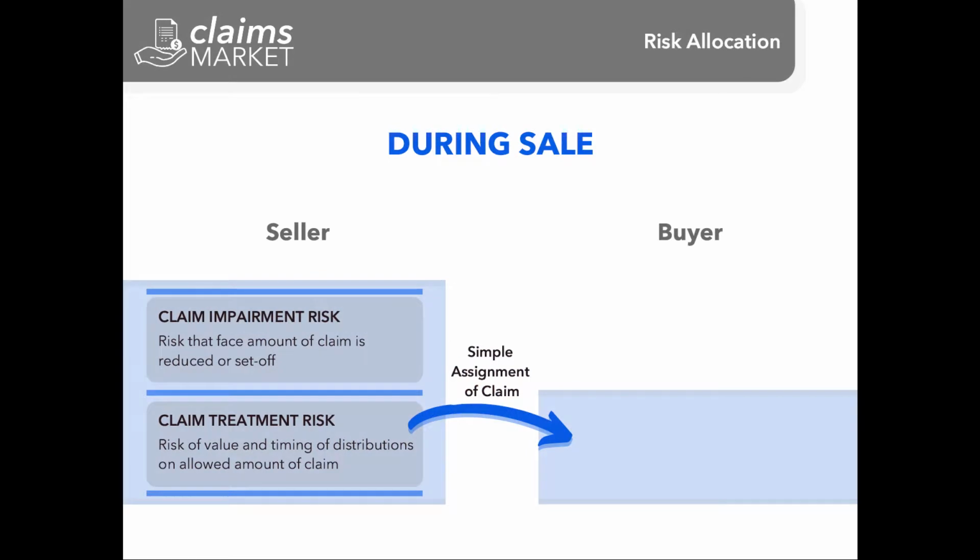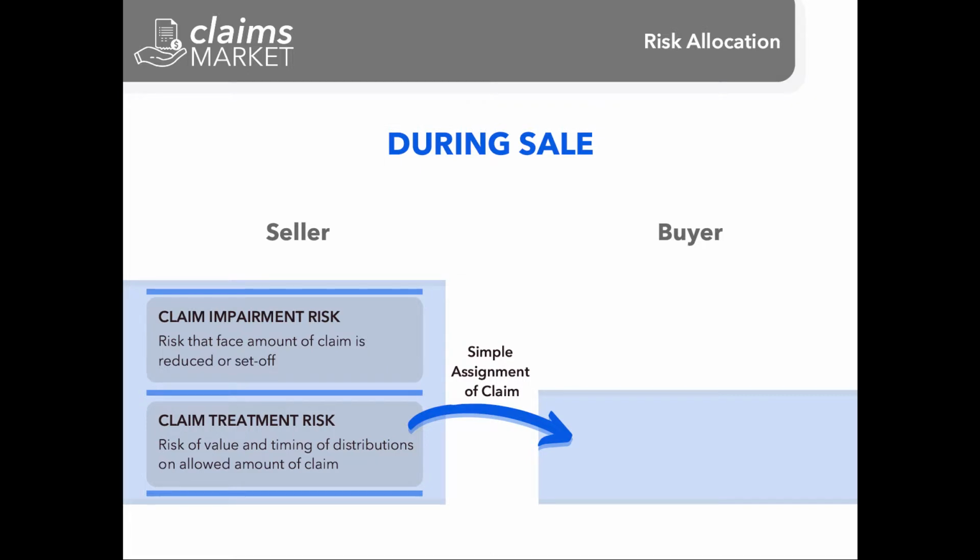The seller is in a much better position to evaluate the claim impairment risk than a buyer. The reason is that the seller has detailed knowledge of the commercial relationship between itself and the debtor. That commercial relationship created a receivable, which became the bankruptcy claim. In many cases, the seller continues to do business with the debtor on a post-petition basis and is in communication with the debtor personnel. The buyer is in a better position to evaluate the claim treatment risk.